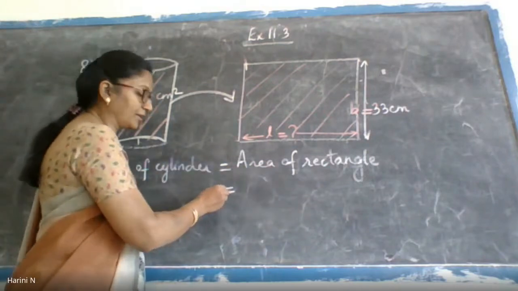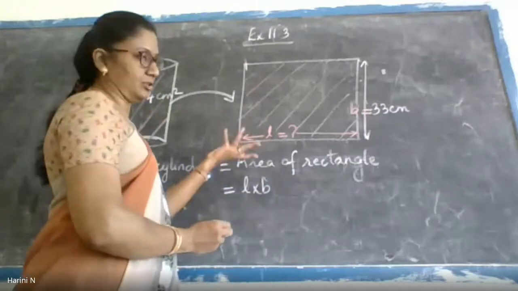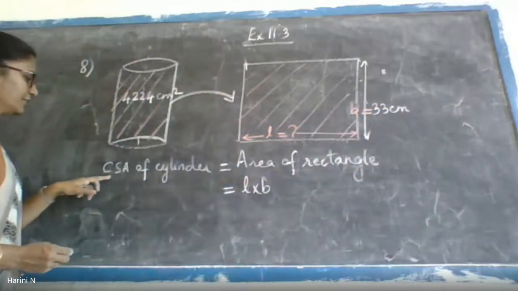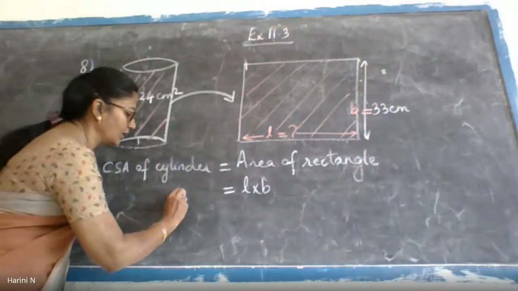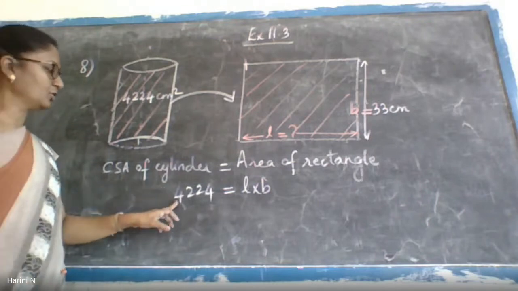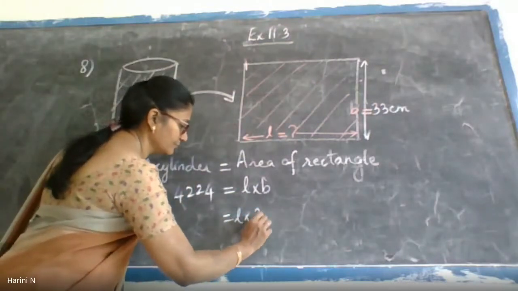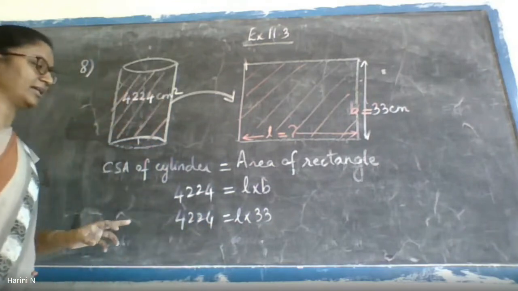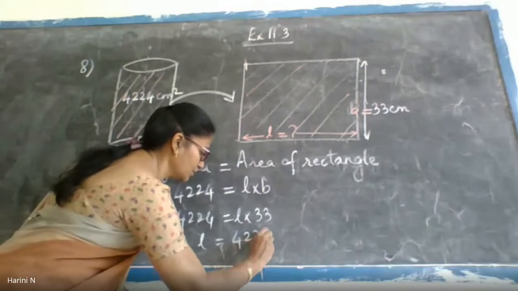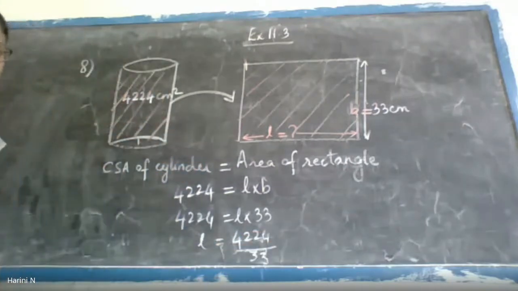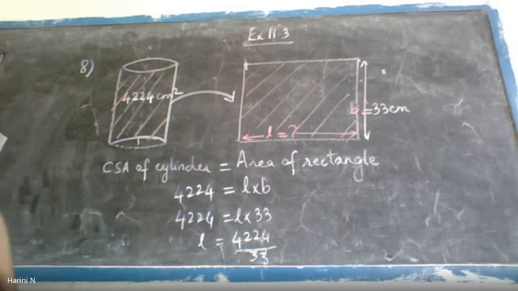What is the formula for area of rectangle? L into B. Ma'am, length into breadth. Length is, I don't know. Breadth is given as 33. What is the curved surface of the cylinder? 4224. Correct? So 4224 is equal to L into B, where B is 33. So you get a simple equation: 4224 is equal to L into 33, or your L is 4224 divided by 33. Both are multiples of 3. Sorry, not even 3, you can tell directly 11. 11 3s are 33, so divide 4224 by 11. How much are you getting?